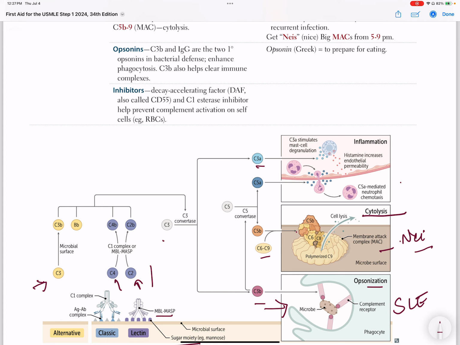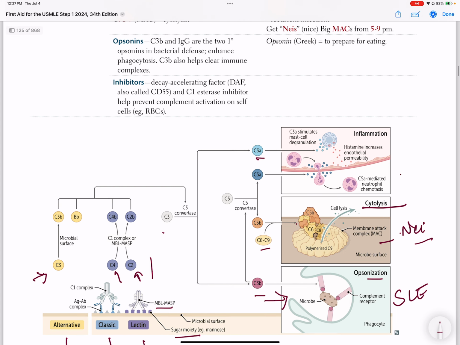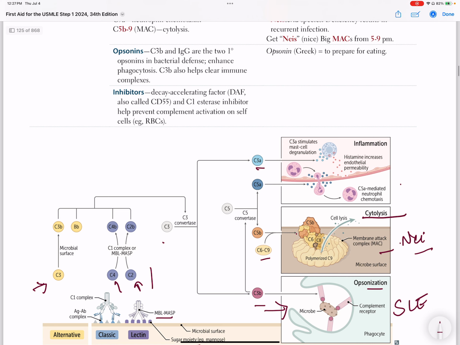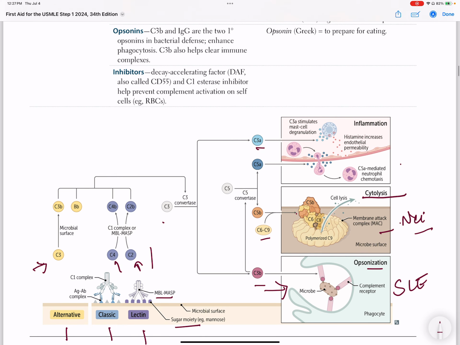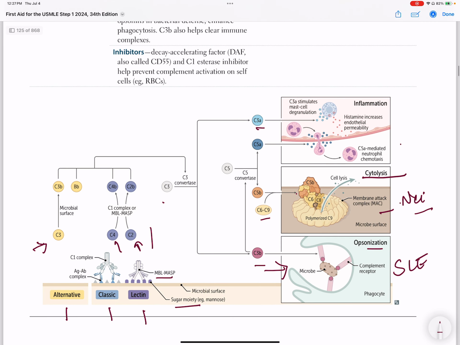Opsonins: C3b and IgG are the two primary opsonins in bacterial defense. They enhance phagocytosis. C3b also helps clear immune complexes. Opsonin means to prepare for eating. Inhibitors such as decay accelerating factor, DAF, also called CD55, and C1 esterase inhibitor help prevent complement activation on host cells.